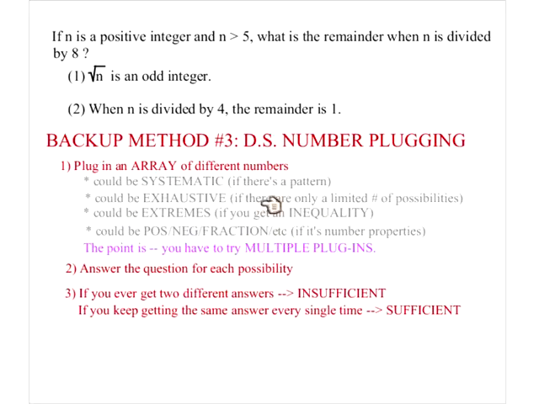It's basically you just pick a list of numbers, answer the question each time, and then see if it's sufficient or insufficient. Now notice the one thing I want to point out, I'm going to have an especially tricky thing for you in a second here. But if you ever get two different answers, then you are done.